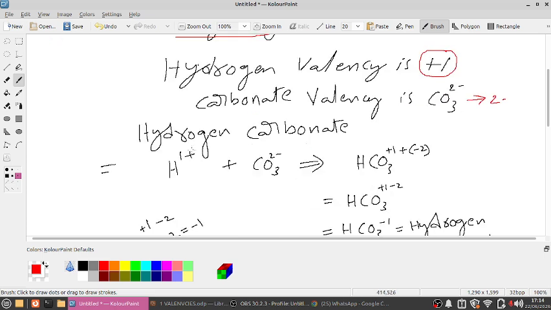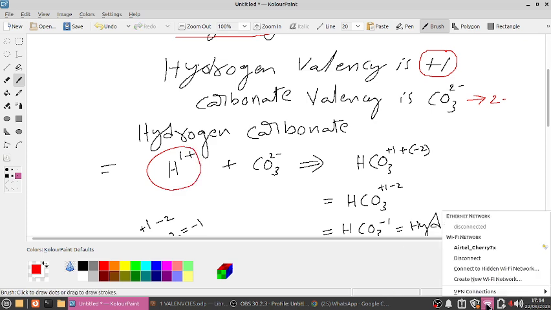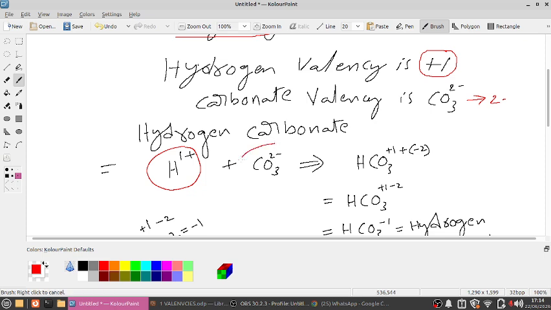What is hydrogen carbonate? To find the hydrogen carbonate, first you write the valency of hydrogen. Hydrogen is written here. See that. And carbonate valency is shown here. Now hydrogen carbonate valency will become HCO3. You simply add valencies.